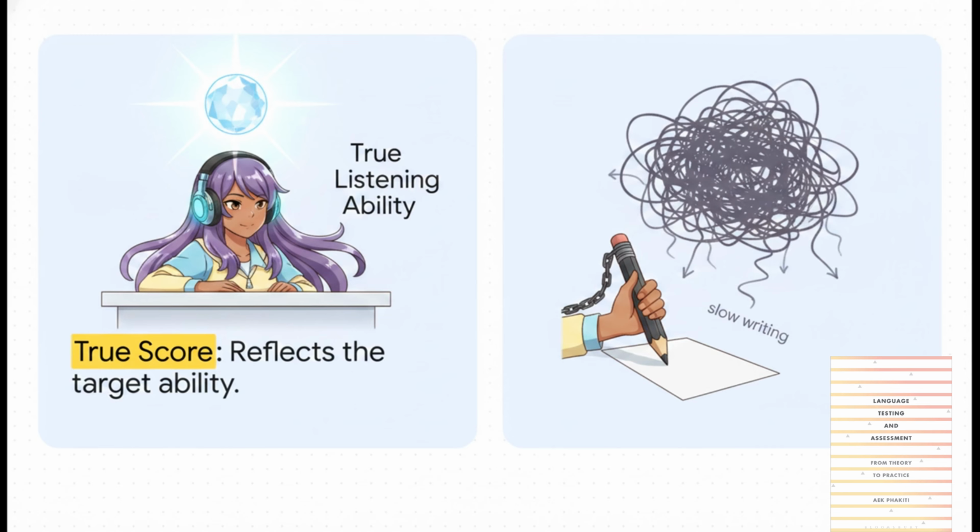Absolutely. This is known as a method effect, or construct-irrelevant variance. If your listening task requires students to write a really long, complex essay simultaneously, a student might fail because they are a slow writer, not because they're a bad listener. The method introduced the error.